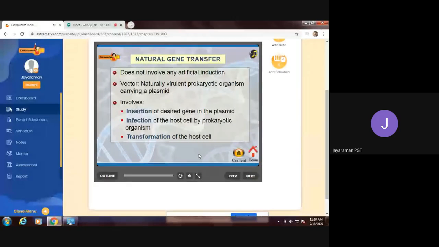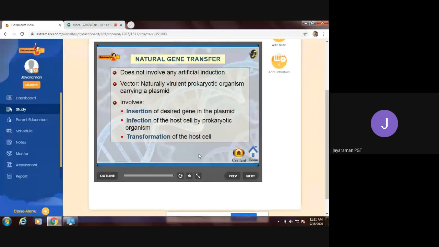Here, like natural virulent prokaryotic organisms such as bacteria, tumor-causing bacteria, we discussed earlier Agrobacterium tumefaciens, Ti plasmid, tumor-producing plasmids. These are virulent bacteria which can transfer the gene into host cells. What we can do in that bacteria is take the original genome, and the tumor-causing gene is removed. In place of that, we keep a gene of interest, whatever gene we want. Then this bacteria is allowed to infect the cell.